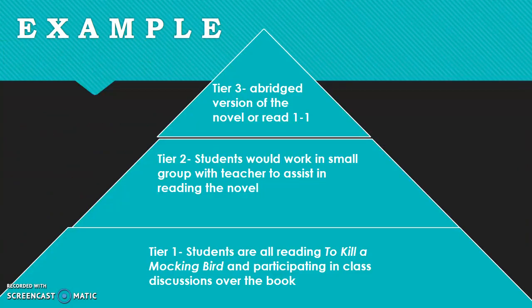So here is an example of how you would break down the tiers in the classroom. Tier 1, if students are reading To Kill a Mockingbird, they're all discussing and participating in class. Tier 2, students would be working in a small group with the teacher assisting and reading the novel with them. Tier 3 would be an abridged or differentiated version of the novel and reading one-on-one with that student. So that's a different way that you could look at the different tiers of interventions.